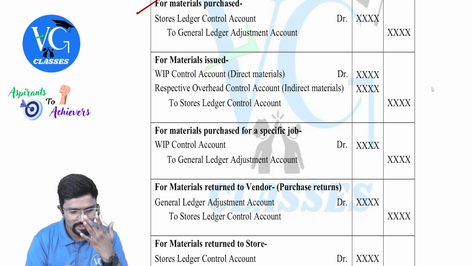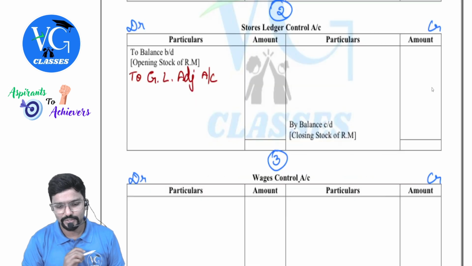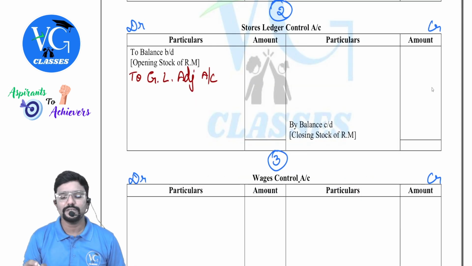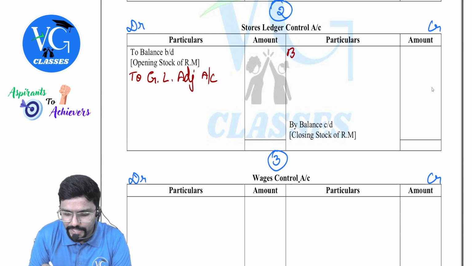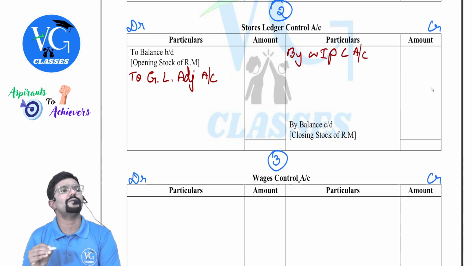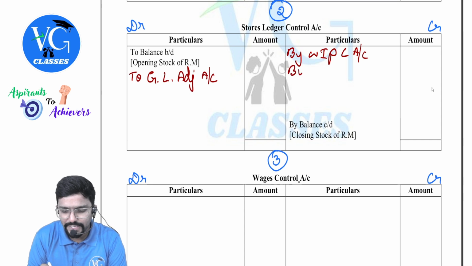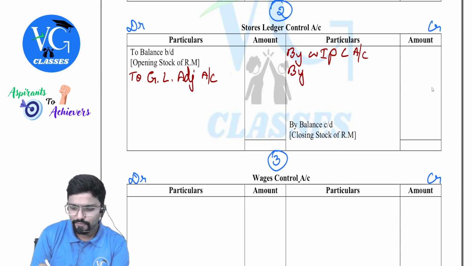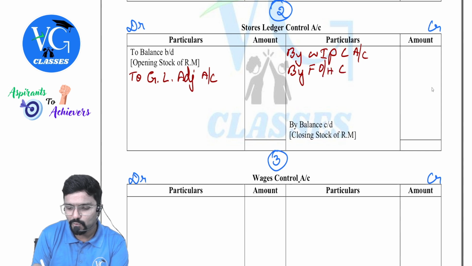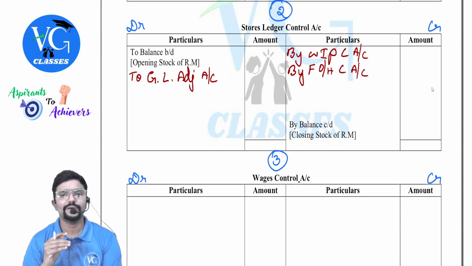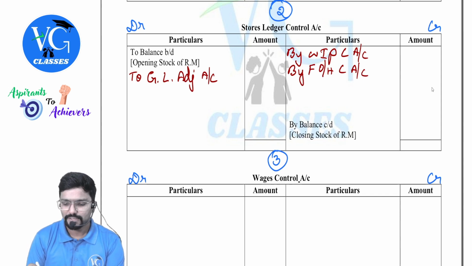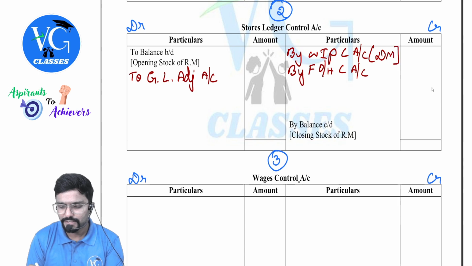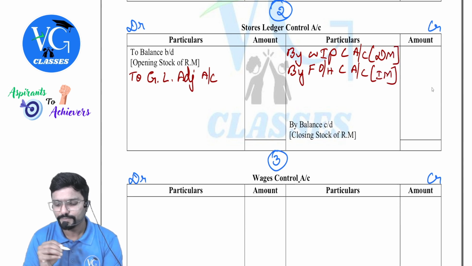Clear? Come to the posting. Let us do it. We are transferring from stores ledger, so that means the balance is coming down. So I will show it on the credit side. Whom am I sending it to? If it is a direct material, WIP control account. In bracket, if you want, you can mention direct material. If it is an indirect material, it can be transferred to any of the three, but here I am naming it as factory overhead control account. This is for indirect material. This is for direct material. This is for indirect material, guys.